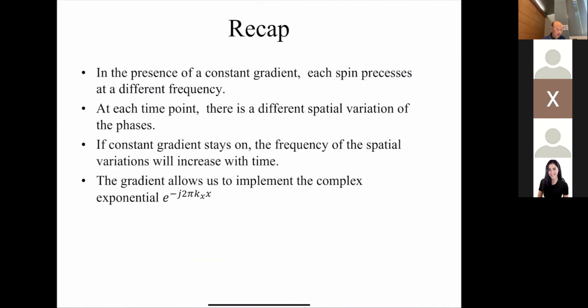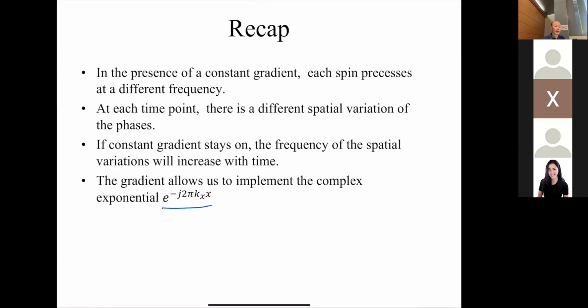Okay, so to recap, if we have a constant gradient on, then the spins will precess at different frequencies. And so at each point in time, there's going to be a different spatial frequency of the phases. And if we leave that gradient on, then the spins get more and more out of phase. And so we go to higher and higher spatial frequencies. Okay. And so the gradient allows us to implement this complex exponential.